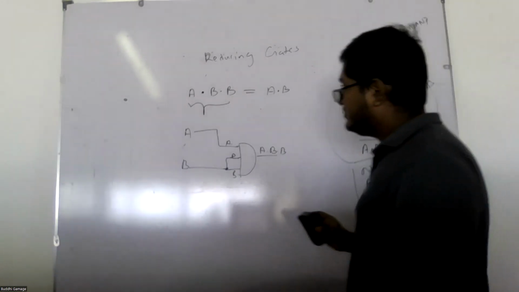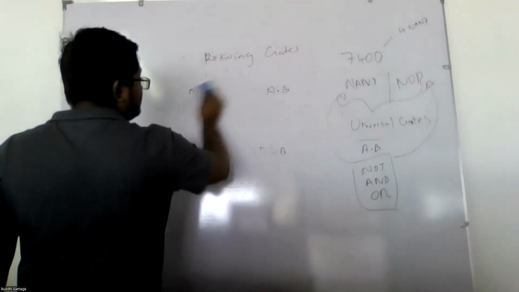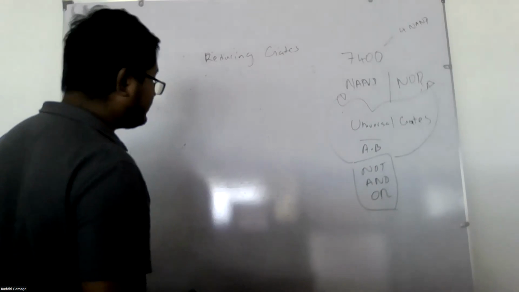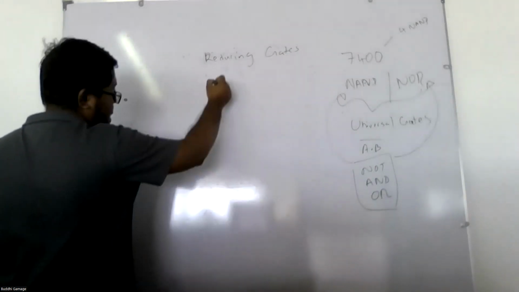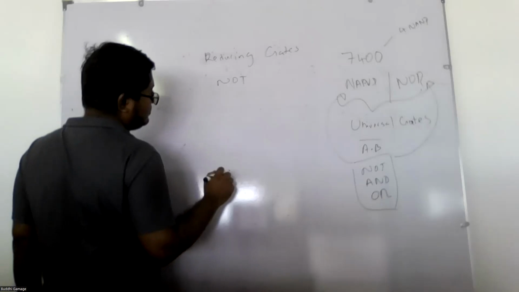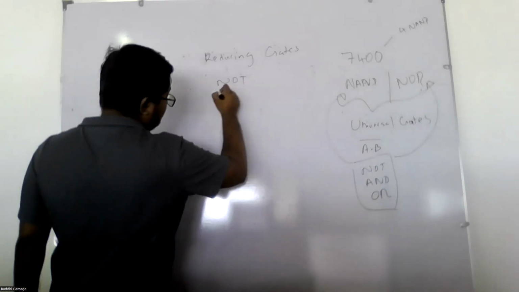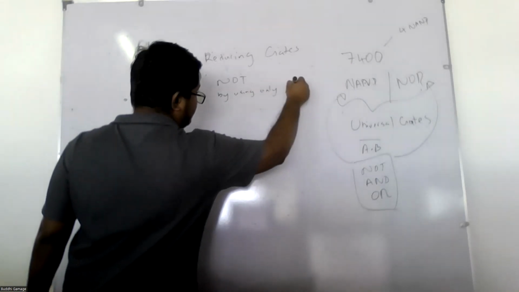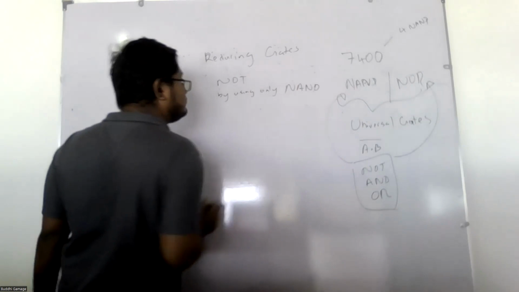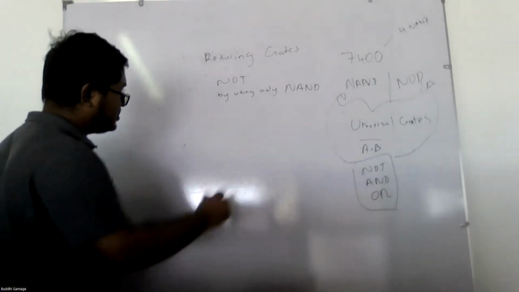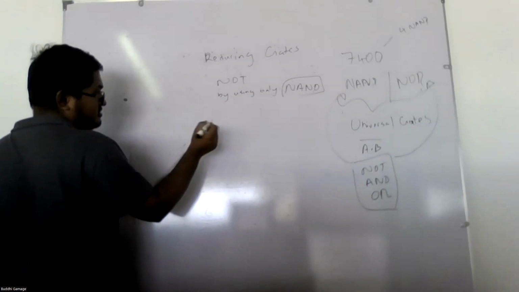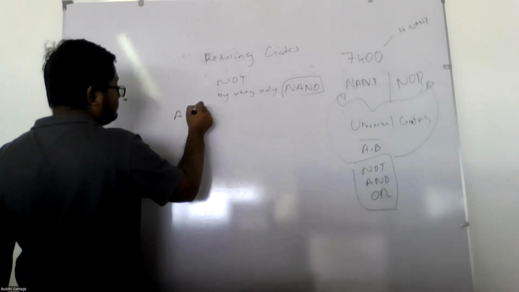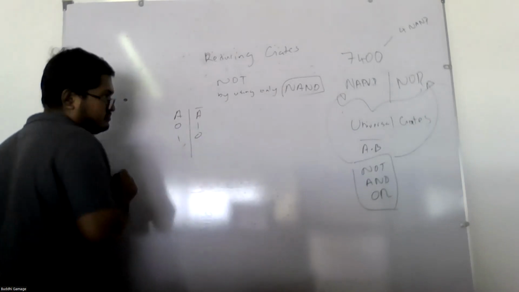So let's consider how to derive the NOT operation, the NOT gate, by using only NAND, since it's a universal gate. So what is a NOT gate? It has only one input, and the output will be 0, 1, 1, 0.